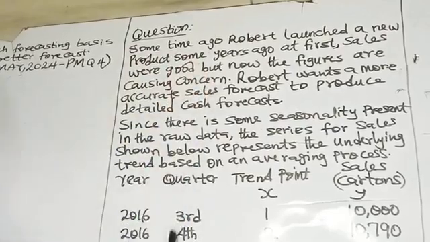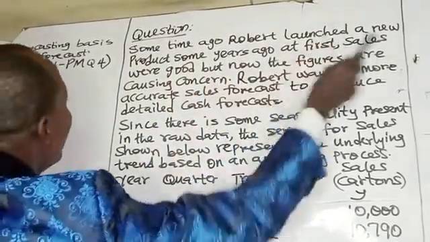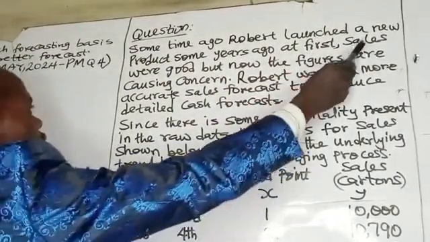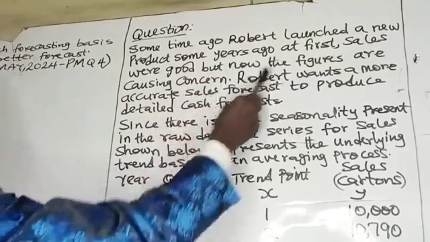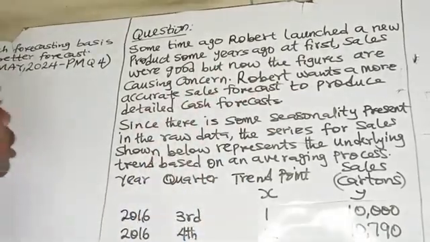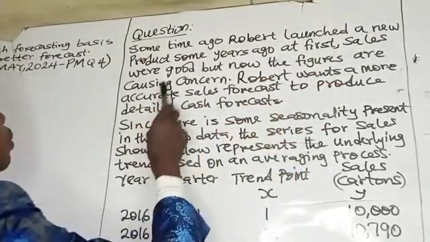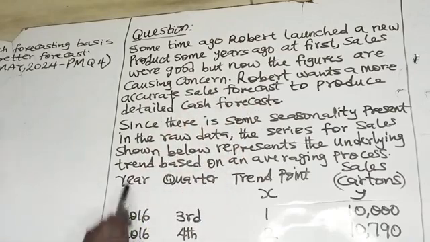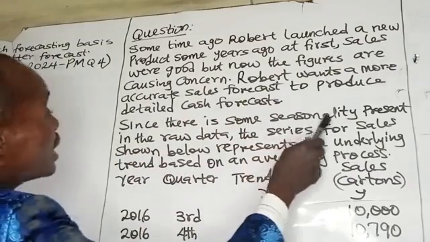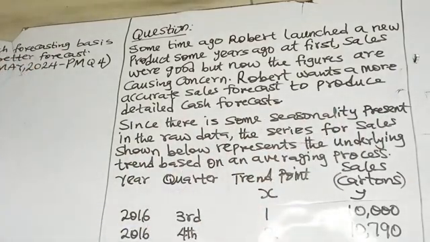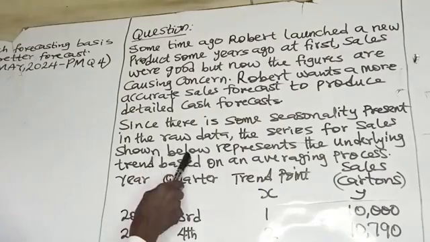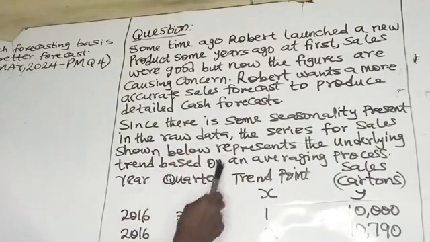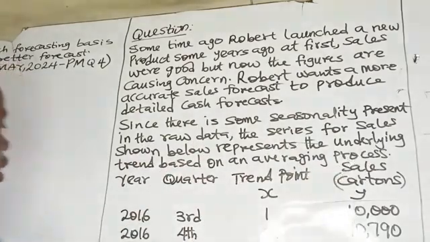Some years ago, Robert launched a new product. At first, sales were good, but now the figures are causing concern. Robert wants a more accurate sales forecast to produce a detailed cash forecast. Since there is some seasonality present in the raw data, the series for sales shown below represents the underlying trend based on an averaging process.